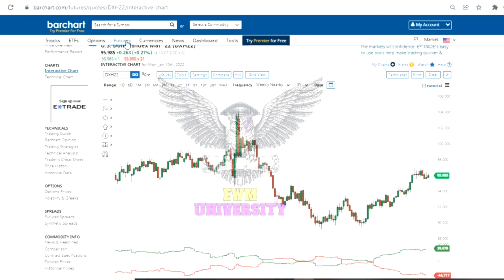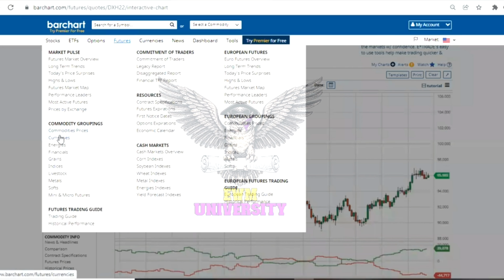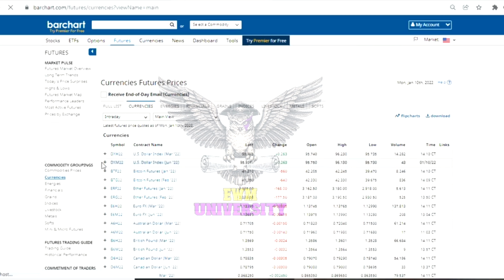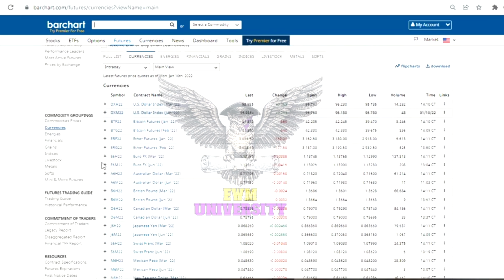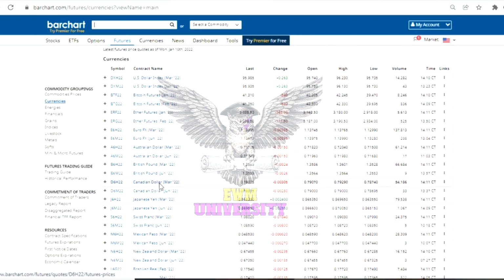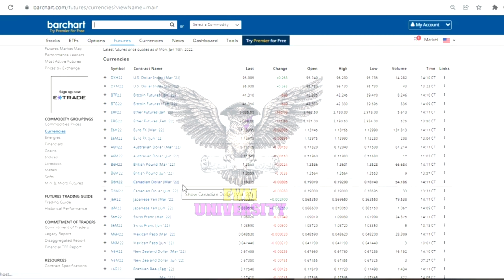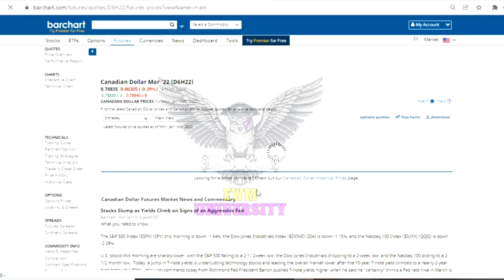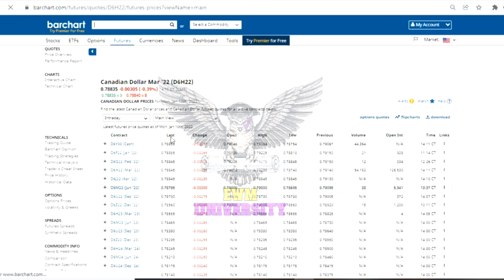So we want to go back here. Let's go back to currencies. And now let's find the Canadian dollar futures contract. So we see we have the Canadian dollar futures contract. Okay, we have March and June futures contracts for the Canadian dollar, but we want to find the ones that have the most volume. So we see here the March contract has 54,000. So we want to select the Canadian dollar March 22 futures contract.